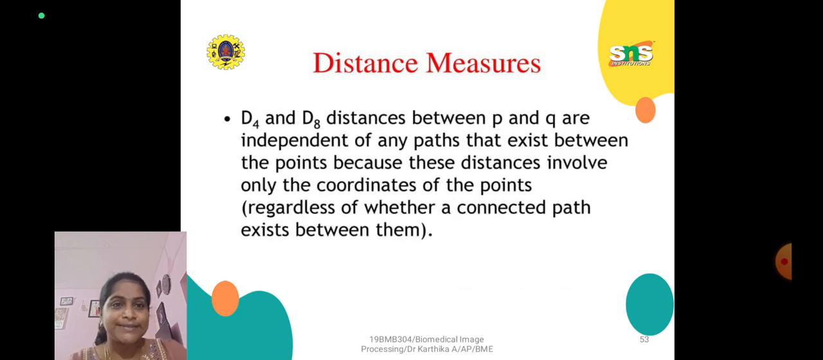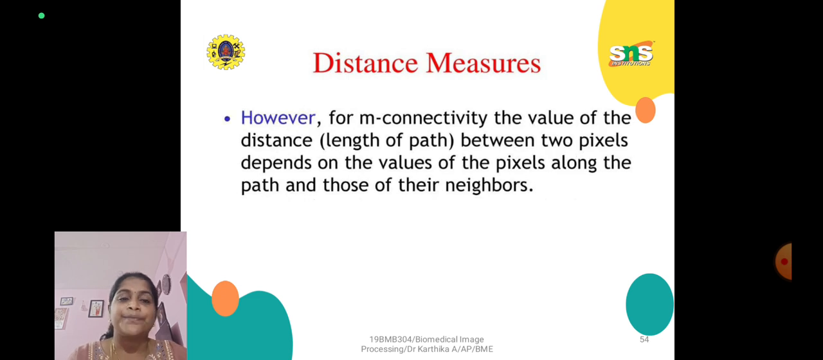See the difference? In distance measures, the D4 and D8 distance between P and Q are independent of any paths that exist between the points, because these distances involve only the coordinates of the points, regardless of whether a connected path exists between them. However, for m-connectivity, the length of the path between two pixels depends on the values of the pixels along the path and those of their neighbors too.